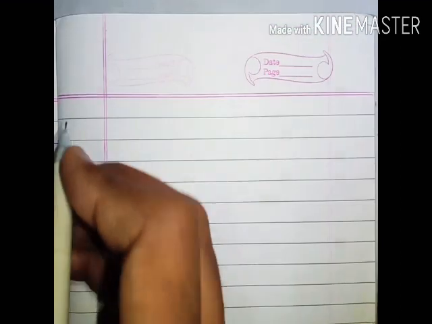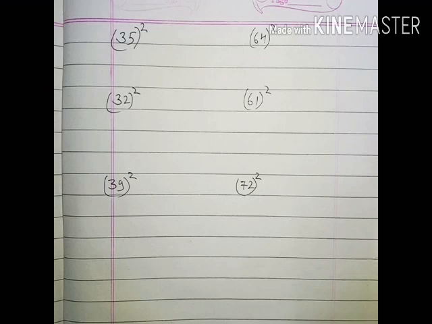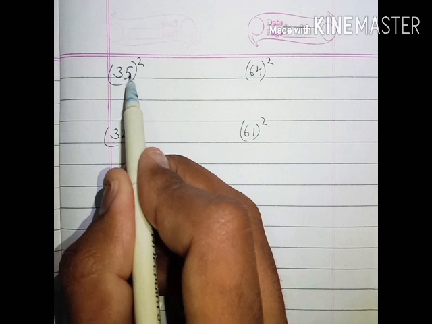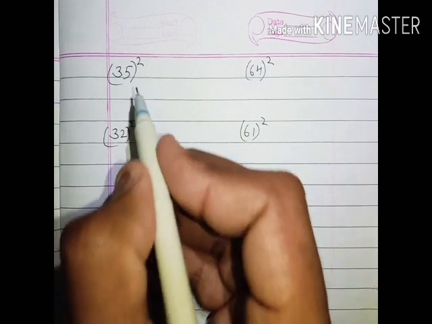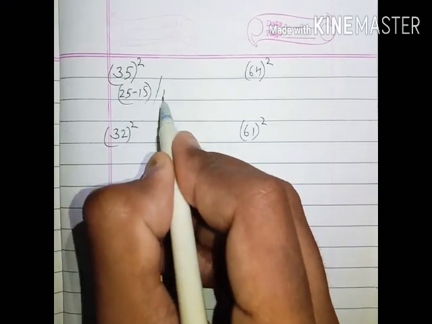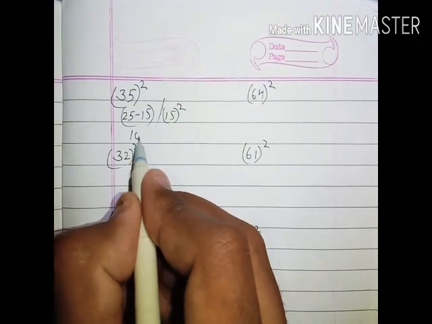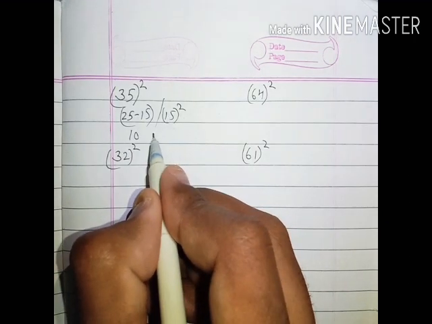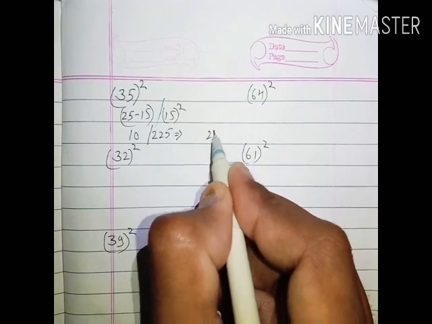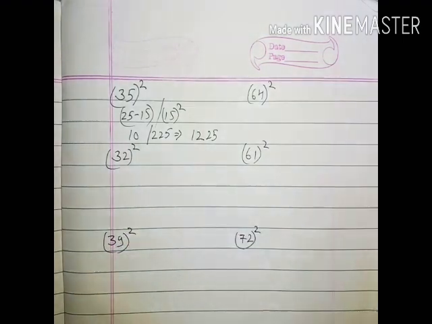Moving on to some more examples, we will do some mixed questions. Square of 35. The number is 15 less than 50. So we subtract 15 from 25, and on the other side, the square of 15. 25 minus 15 becomes 10. And the square of 15 is 225. So we write only 2 digits on the right and 2 is carried to the left side. 10 plus 2 becomes 12.